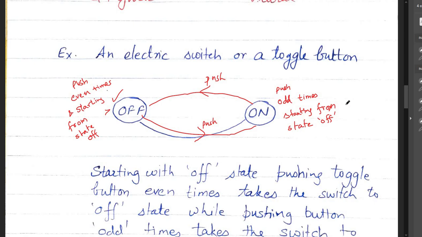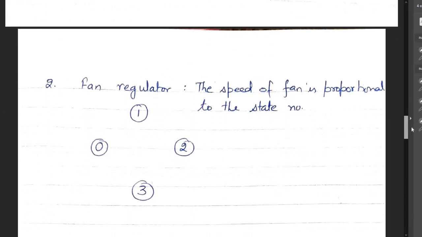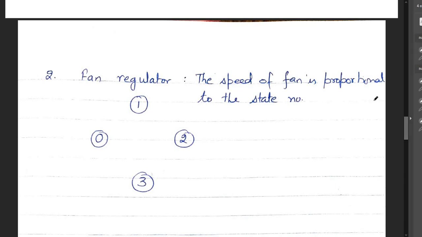So let's talk about another example, which is a fan regulator. The speed of the fan is proportional to the state number. For example, it means that if you are at state 0, the fan is off and stopped. If you are at state 1, then the fan is running slowly, and if you are at state 2, then the fan is running a little bit faster, and if you are at state 3, the fan is at its full speed.